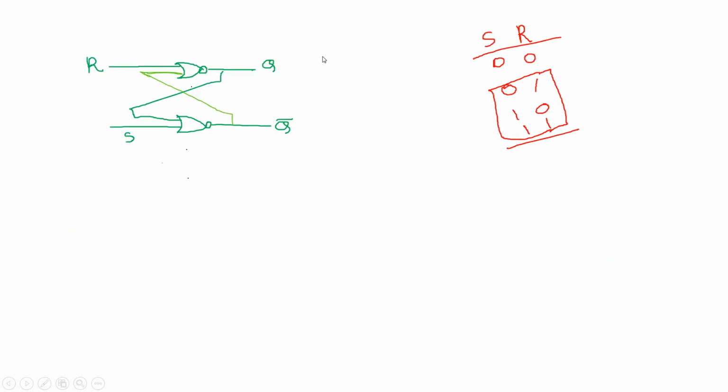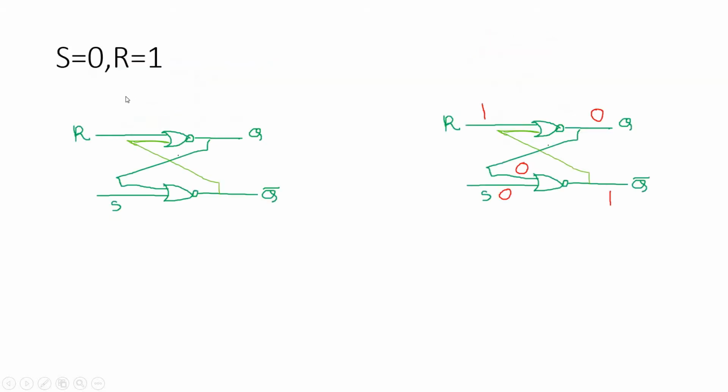Before starting the analysis, one thing is clear: as we know for a NOR gate, if at least one input is 1, the output will go to 0. So first we can easily conclude what the normal output and inverted output may be for the last 3 cases of the truth table, because in the last 3 cases at least one input among S and R is 1. So let's start with S equal to 0 and R equal to 1, and let's see what happens.